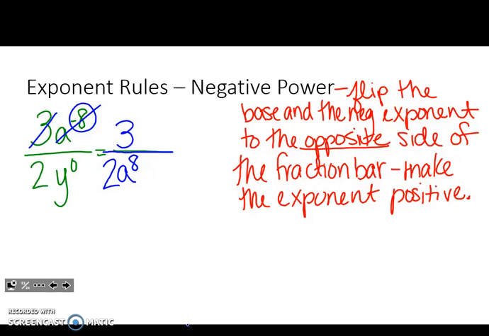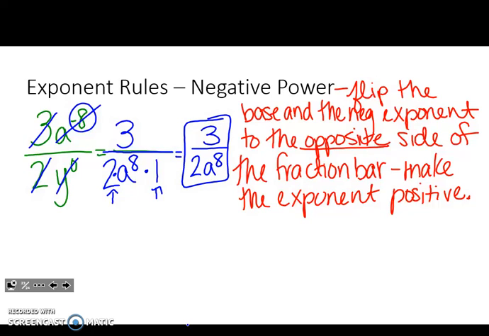So I like to put the whole numbers out front. And then y to the 0 power is going to become 1. And since it was already on the bottom, it's going to stay on the bottom. The only thing that I need to do now is I can actually multiply 2 times 1 and reduce that to 2a to the 8th as my final answer.